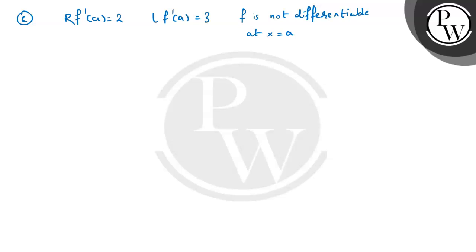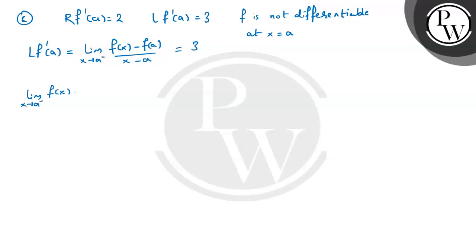So firstly let's write the left hand limit. This limit exists and the value is 3. Now consider the limit as x tends to a minus of f of x minus f of a. Multiply and divide by x minus a. So we have the limit as x tends to a minus of (f(x) minus f(a)) divided by (x minus a), times (x minus a).